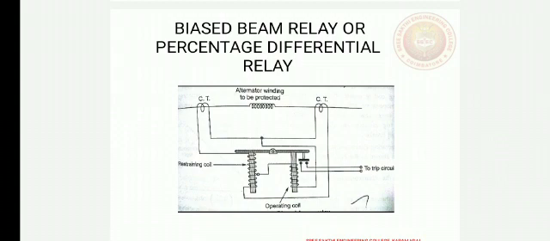The next type is biased beam relay or percentage differential relay. As the name suggests, this relay is designed to operate on the differential current in terms of its fractional relation with the actual current flowing through the protected circuit. Under normal and through load conditions, the bias force produced by the restraining coil is greater than the operating force produced by the operating coil. Hence, the relay is inoperative. When an internal fault occurs, the operating force becomes more than the bias force. Due to this, the beam moves and the trip contacts are closed to open the circuit breaker.